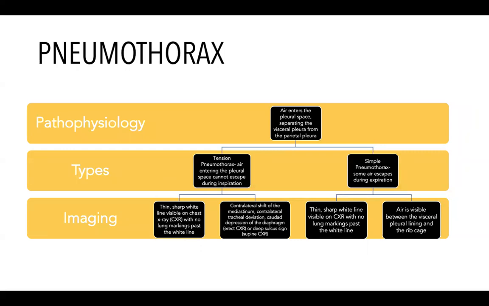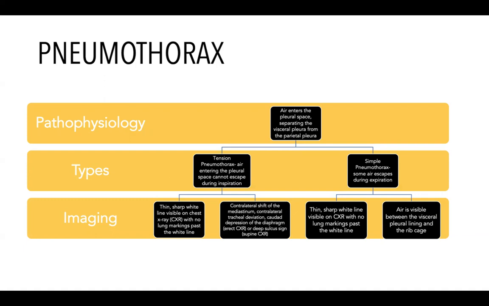When air enters the pleural space and cannot escape during expiration, intrapleural pressure increases, leading to compromise of mediastinal structures and tension pneumothorax. Tension pneumothorax has the same radiographic features as a simple pneumothorax, but with a contralateral shift of the mediastinum, contralateral tracheal deviation, and a depression of the hemidiaphragm in a caudad direction. Additionally, the deep sulcus sign may be present.